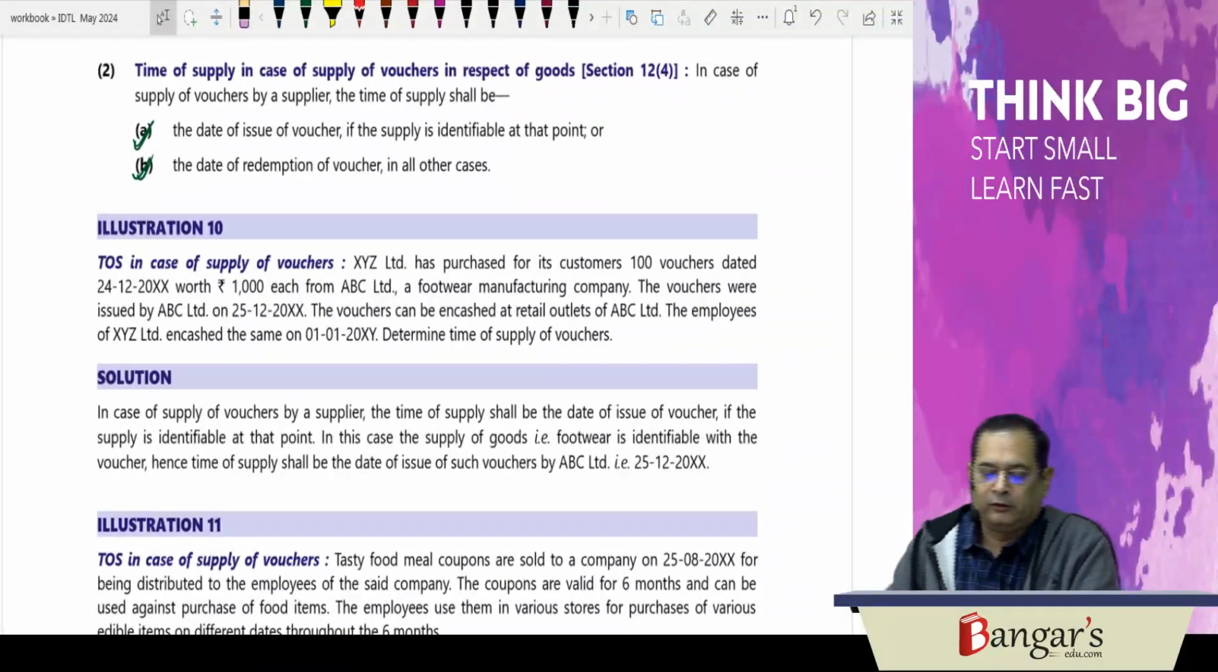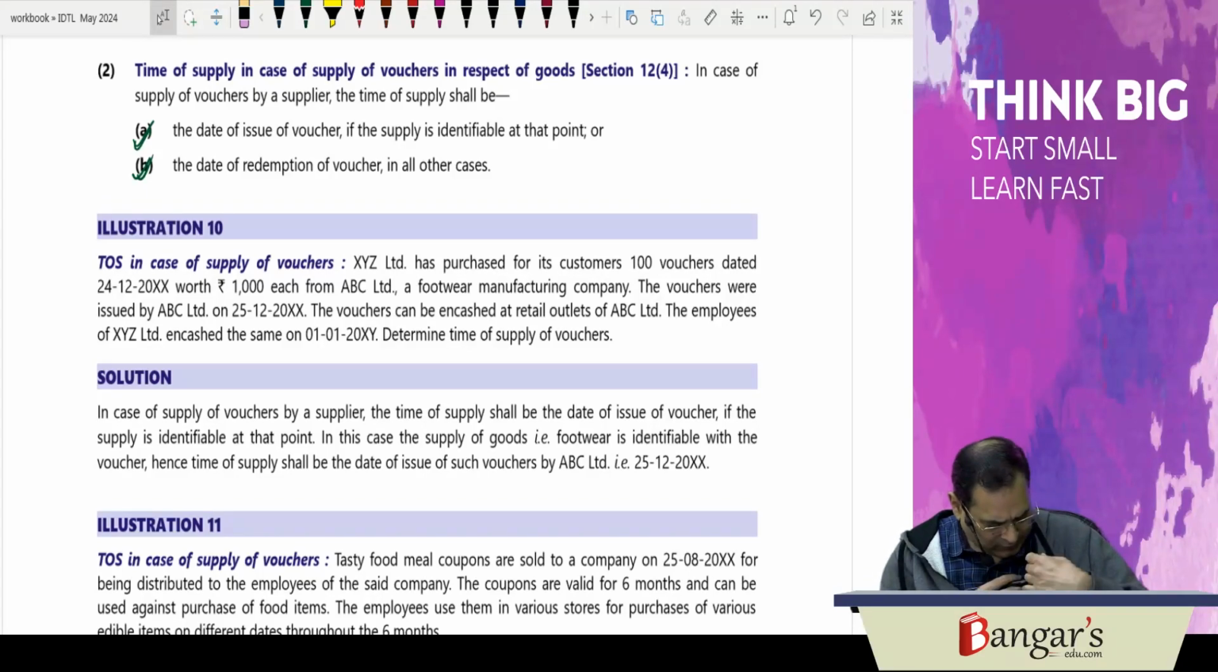Next, let us discuss in respect of vouchers. What is the time of supply in case of vouchers? When the supply is identifiable, it is the date of issuance of the voucher. If the supply is not identifiable, in that particular circumstance, what is the time of supply? It is the date of redemption of the vouchers.